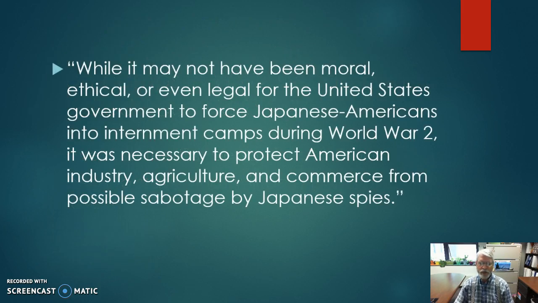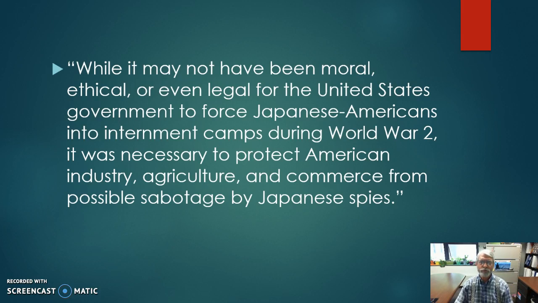A better way to write a thesis which answers the research question is, while it may not have been moral, ethical, or even legal for the United States government to force Japanese Americans into internment camps during World War II, it was necessary to protect American industry, agriculture, and commerce from possible sabotage by Japanese spies.